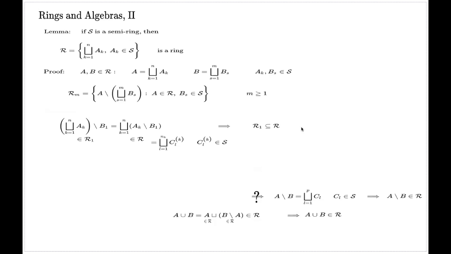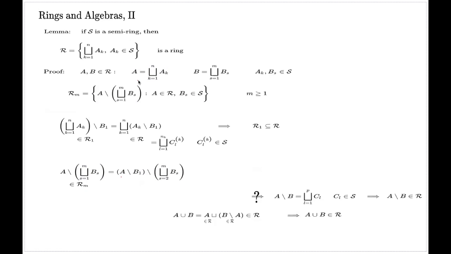Now, next, what do I claim? I claim another set identity. This time I claim this set identity. Again, I recommend you check this identity with full details. Now, if I have such an identity, then what do I have on the left-hand side? Here I have this element, obviously, from R_m. Now, this bracket, look at this. This is an element of R1. A is a disjoint union of elements of S, and B1 is just one single element of S.